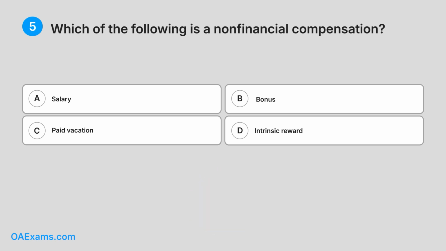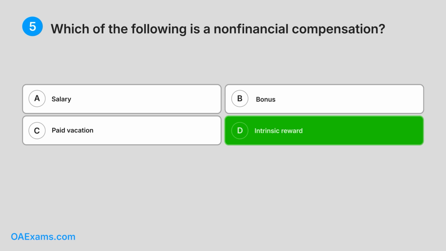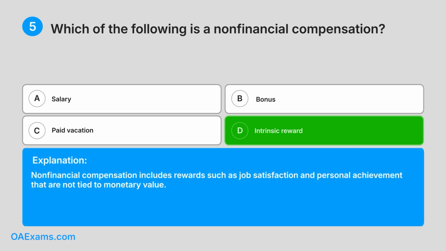Correct answer. D. Intrinsic reward. Explanation. Non-financial compensation includes rewards such as job satisfaction and personal achievement that are not tied to monetary value.